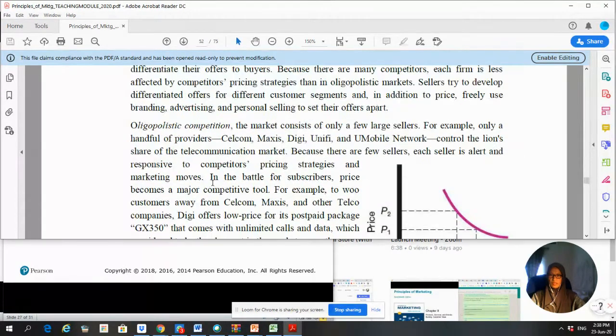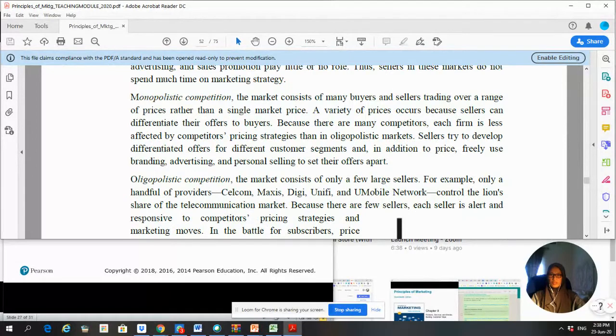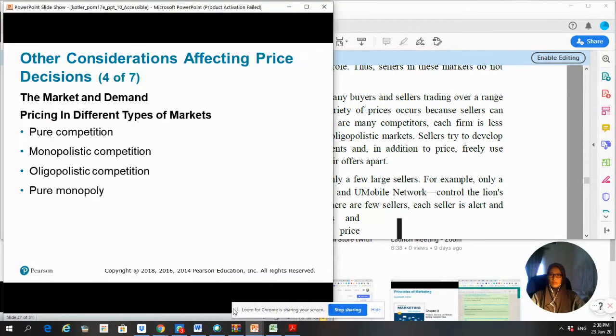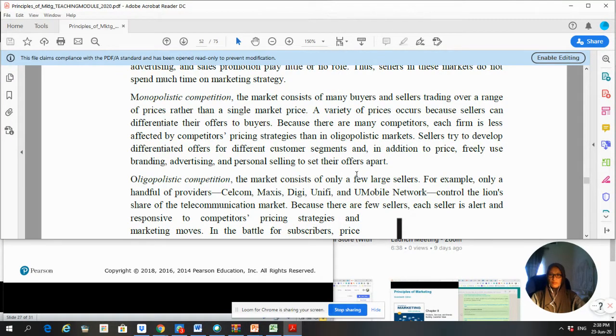One, two, three types of market here. And monopolistic, pure competition, oligopolistic, pure monopoly. Four types of market factors here. So monopoly, this market consists of many buyers and sellers of a range of products, then a single market price.